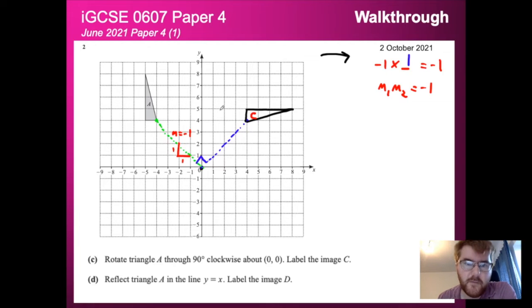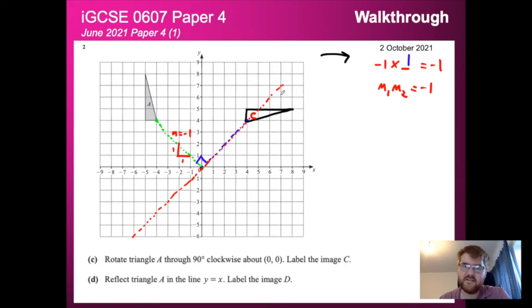Okay, and part D: we need to reflect triangle A in the line y equals x. Just a reminder that the line y equals x is in fact the line I've literally just drawn. If I do this in a different colour, this blue line is the line y equals x, because along this line, let's draw this in, all the x coordinates are equal to the y coordinates.